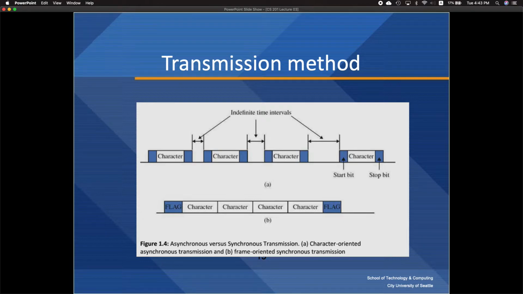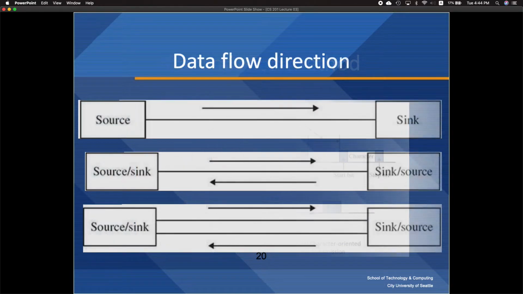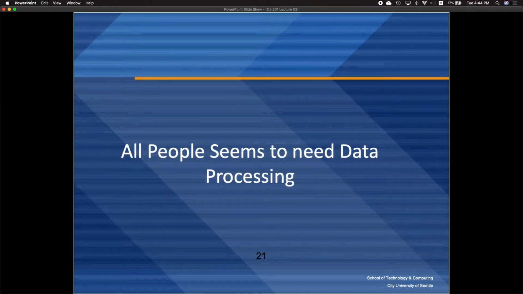And transmission method, with this diagram, you would see, right? The first one at the top is the asynchronous. It can send characters by characters, while the synchronous would complete all the characters before it's sent, right? We'll move along. One directional and bidirectional. Remember this phrase?